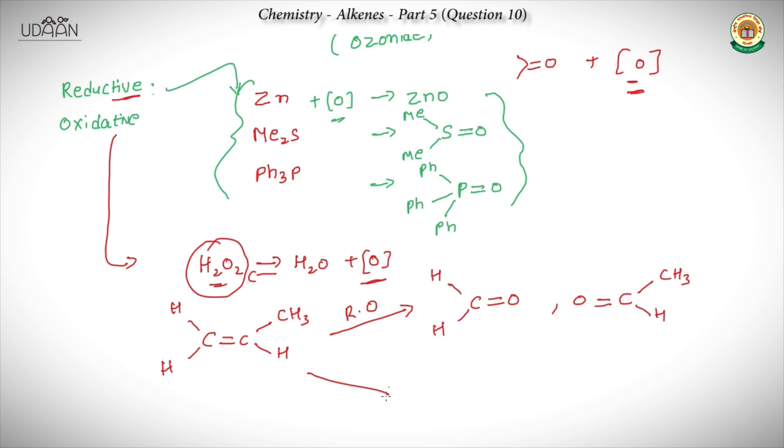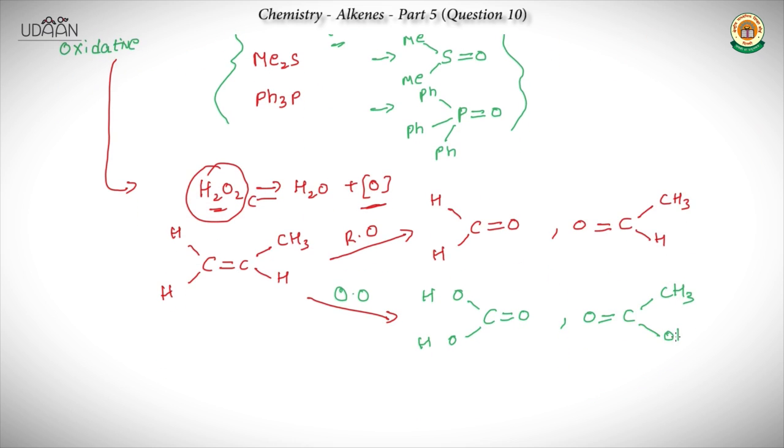If you subject it to oxidative ozonolysis, you will get C double bond O, OH, and C double bond O, CH3, OH. Now this one is very unstable because there are two hydroxyl groups on the same carbon, and they undergo repulsion. As I have told you previously, they have two lone pairs of electrons and they'll repel each other. So it dehydrates, and it converts to CO2.